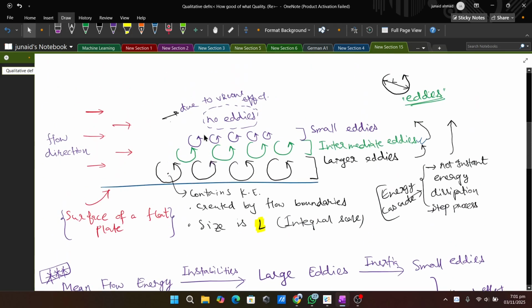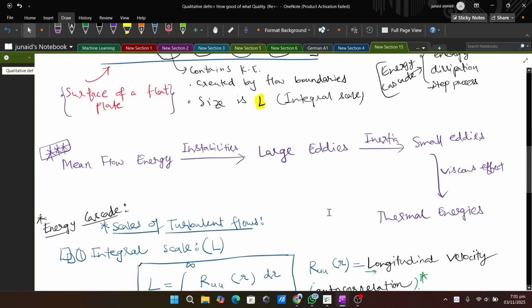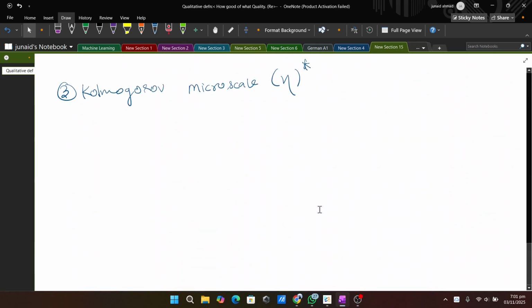As you are already seeing in the case of the surface of the flat plate, we have the larger eddies, and then the energy dissipation is taking place. We have the intermediate eddies and the smaller eddies. After that, the viscous effect is already playing a dominant role. Due to that, we are getting thermal energies. This is basically energy dissipation. If we look further and want to represent the smaller eddies, we are going to take the help of the Kolmogorov microscale.